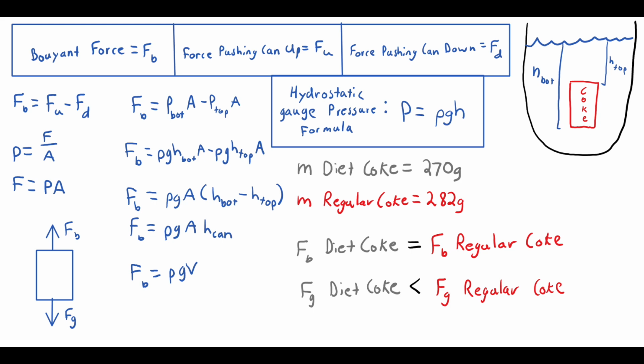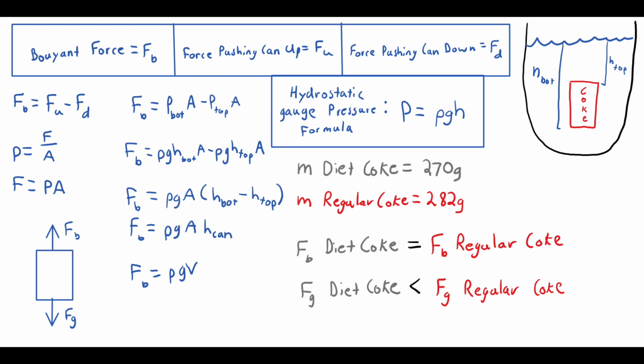As you can see, buoyant force is denoted by F sub B, the force pushing up is denoted by F sub U, and the force pushing down is denoted by F sub D. F sub B, or the buoyant force, is equal to the force pushing up minus the force pushing down. And pressure is equal to force divided by area, which you can derive to be force is equal to pressure times area. Following this, we find that the buoyant force is equal to the pressure at the bottom of the can times the area of the bottom of the can, minus the pressure at the top of the can times the area of the top of the can.